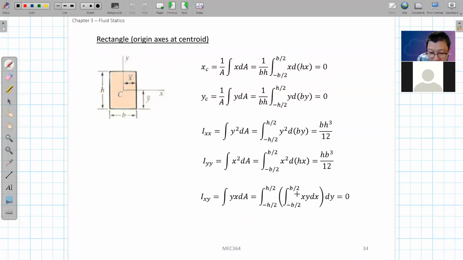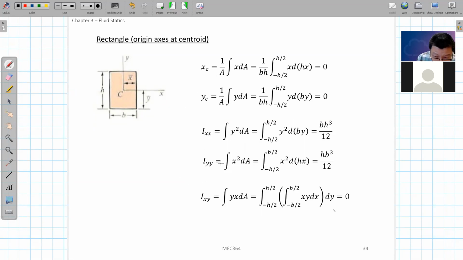So you do this integration, and you find that the result will be 0. Why? Because both x and y are odd functions in themselves. So if you integrate them separately from minus b over 2 to positive b over 2, and minus h over 2 to positive h over 2, they will cancel. The positive part will cancel with the negative part, so your result will be 0. So all this is pretty simple.